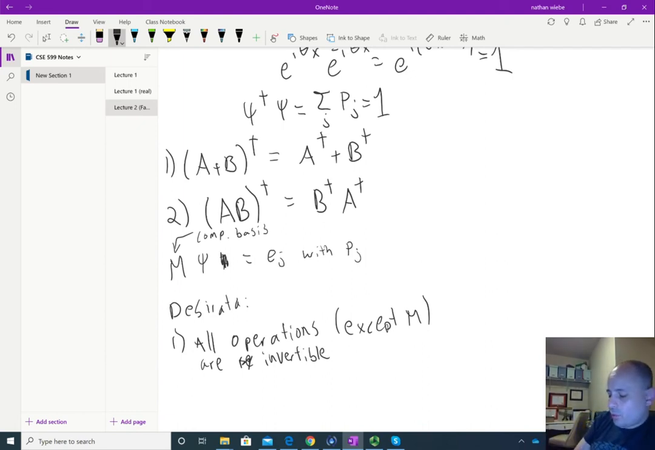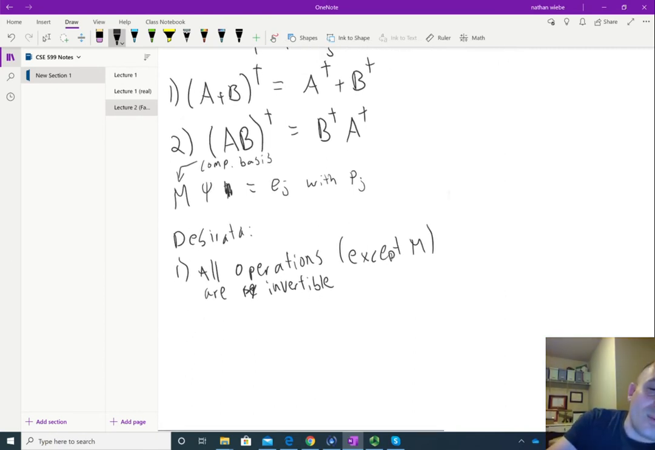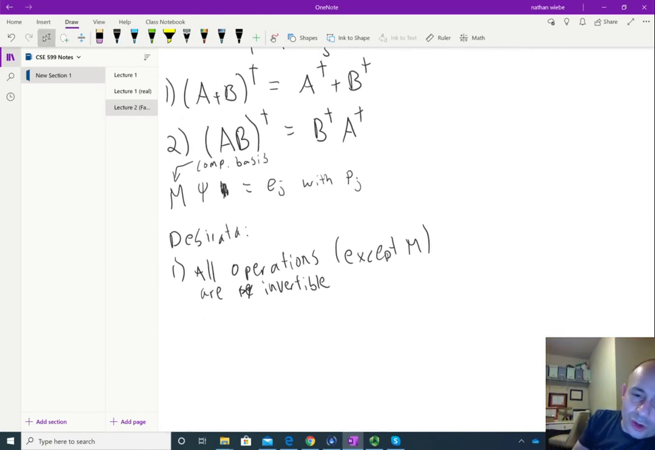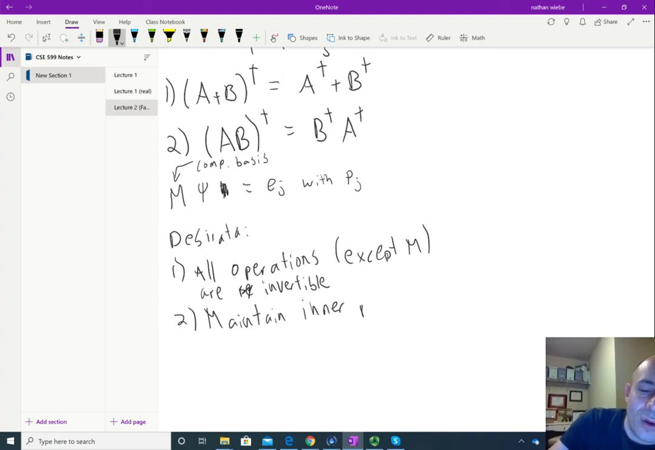Okay, so we want all of them to be invertible, and on top of that, what we want to do is we want to ensure that they maintain inner products between vectors. So why is this the natural generalization?